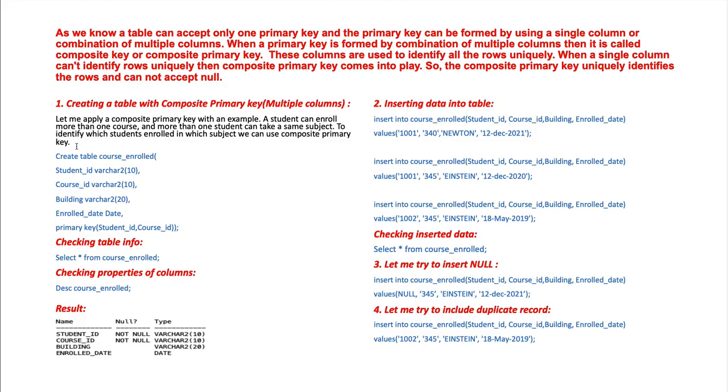Let me create a table with composite primary key. We start with create statement, create table, table name, course_enroll. Inside parentheses, we have to provide column name with data type. And we mention here primary key is a combination of student ID and course ID. That's why primary key is composite primary key. When we run this code, it will create a table named course_enroll.